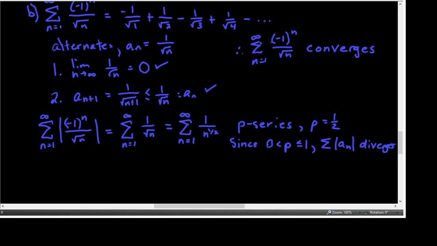So since that diverges, but the original series converges, then we'll say that the sum from n equals 1 to infinity of negative 1 to the nth over the square root of n converges how? If its absolute value version diverges, but it converges, it converges conditionally.